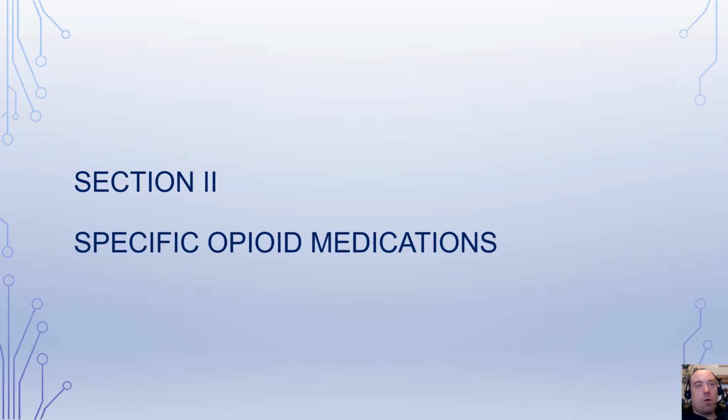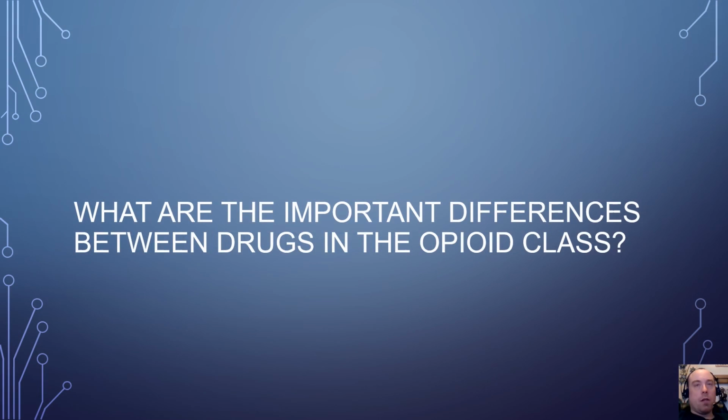So finally, we're on section 2, which is the specific opioid medications. This is going to be fairly brief because I think many of the things about the opioids are very easy to generalize and common amongst the class, and there are just a few differences. So what are the important differences between drugs in the opioid class?